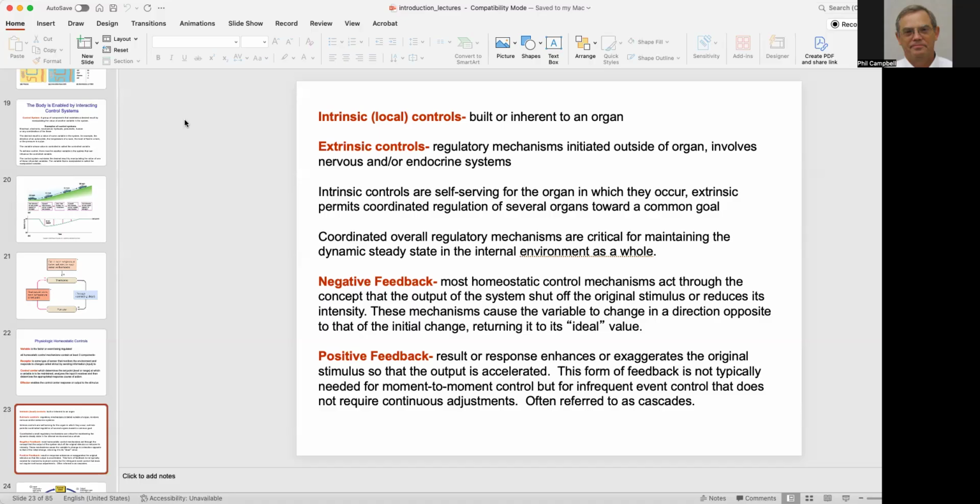Okay? So intrinsic, extrinsic. As we go through the semester, I will give you examples of both of these for all the systems, or most of the systems in the body.